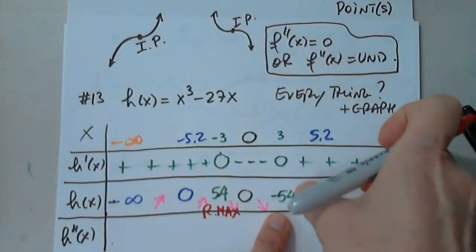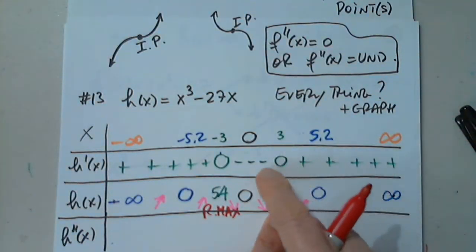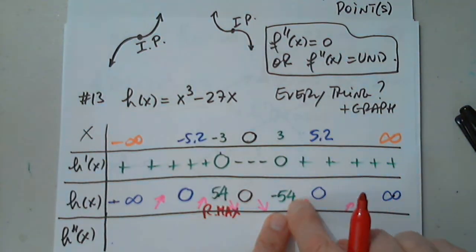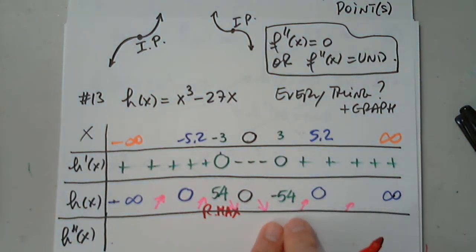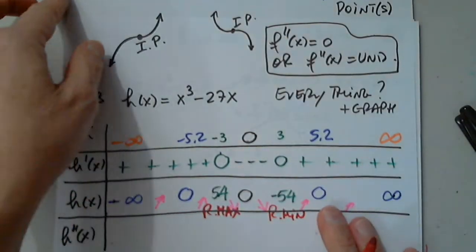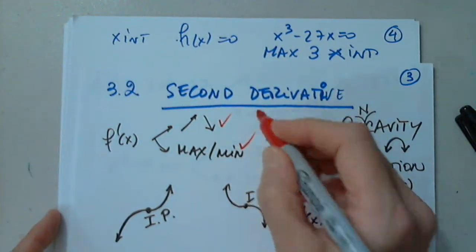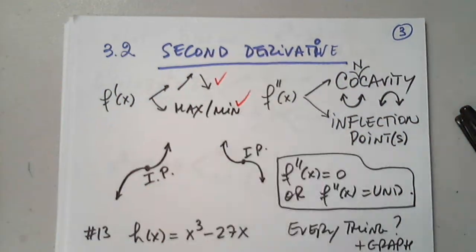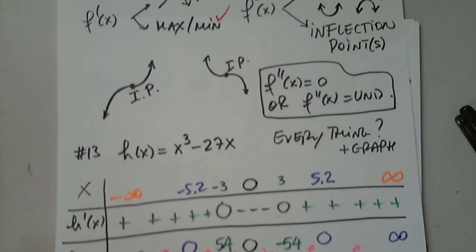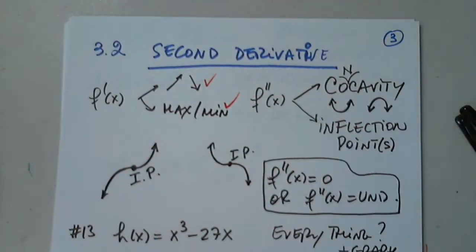What about 3 comma negative 54? Look at the sign of the first derivative and say, I know 3 comma negative 54 is a minimum. Yes, relative minimum. We're done with the first derivative. Done, done. I don't need anything else. It cannot give me anything else. Awesome, awesome. Now I'm going to study the second derivative.